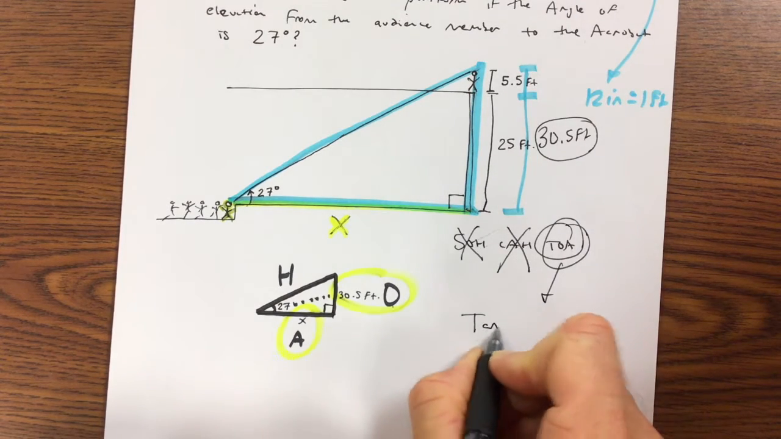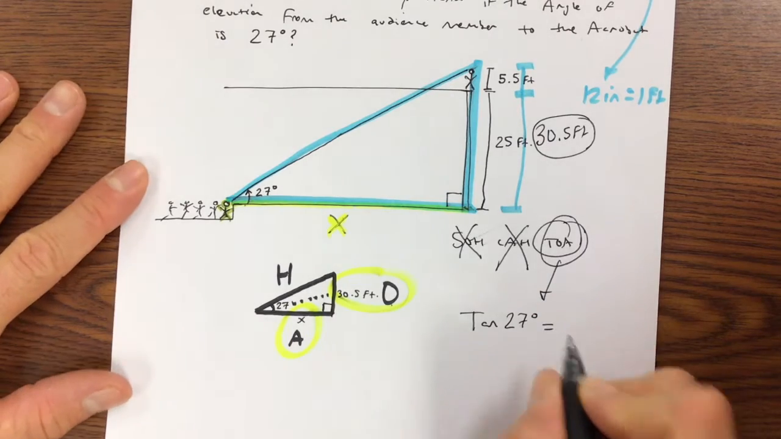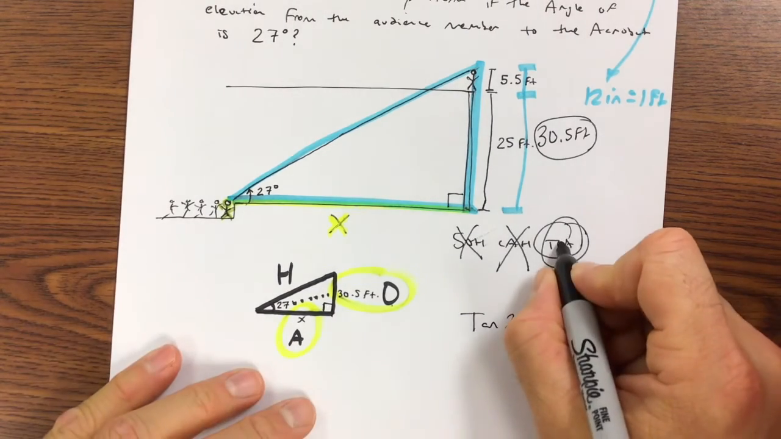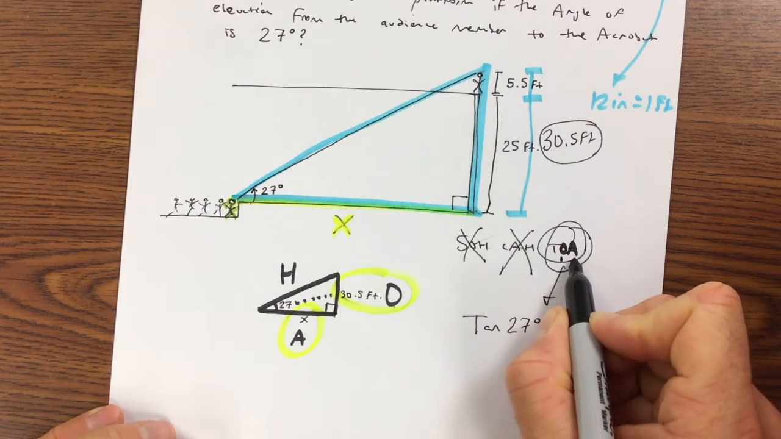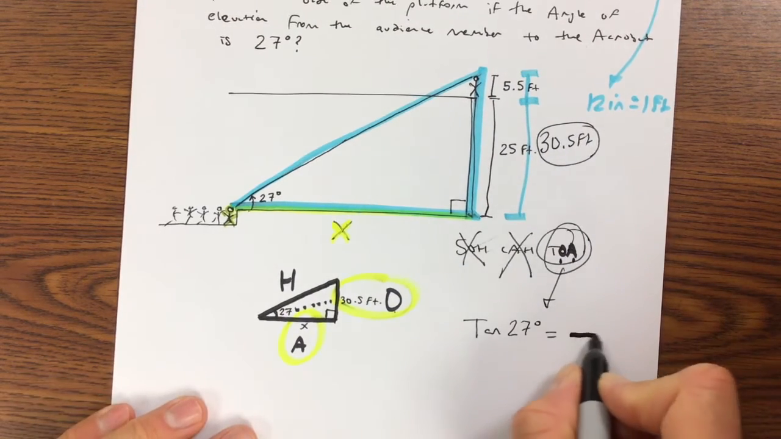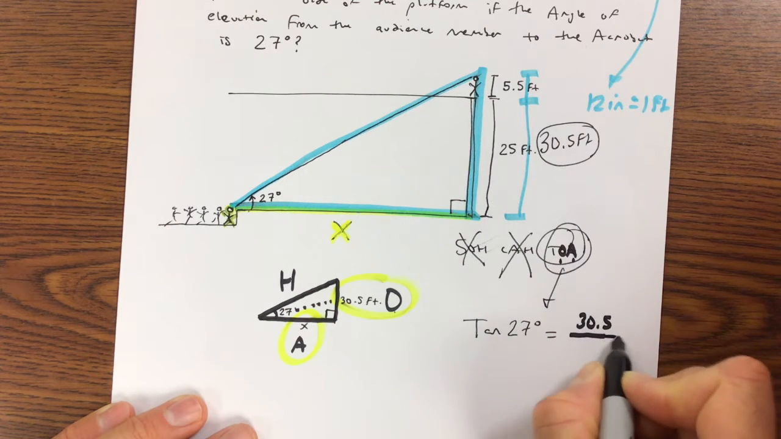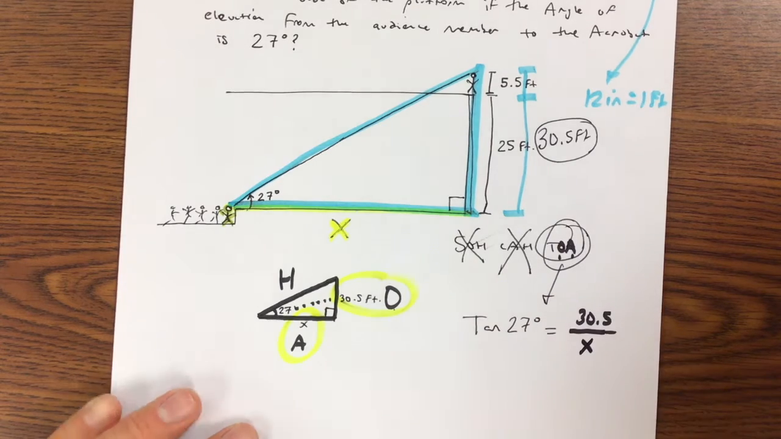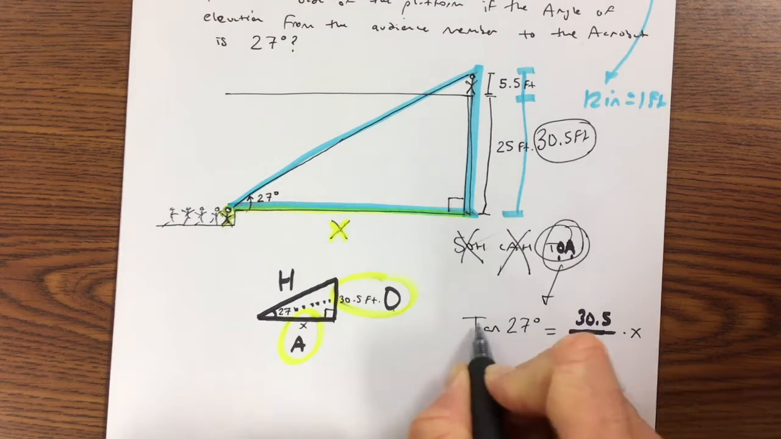Here we go, see if you remember how to write this. The tangent of 27 degrees equals, SOHCAHTOA, TOA, opposite over adjacent. So the opposite is 30.5. The adjacent is X. Now just solve, that's all you have to do. Hopefully you remember doing these problems. I'm going to get my calculator ready in just a second, but I have to get the X by itself. Multiply by X on both sides.